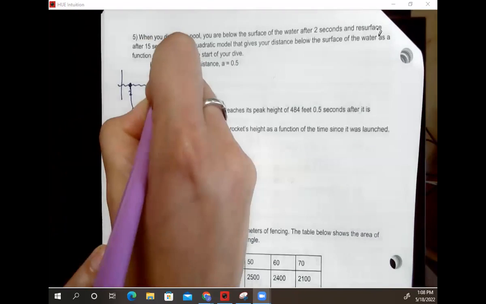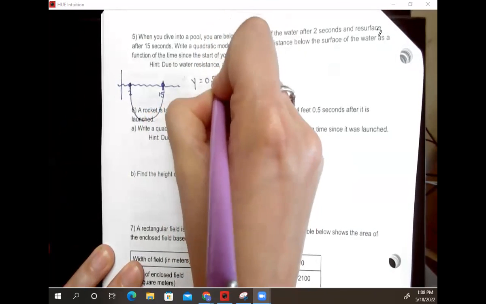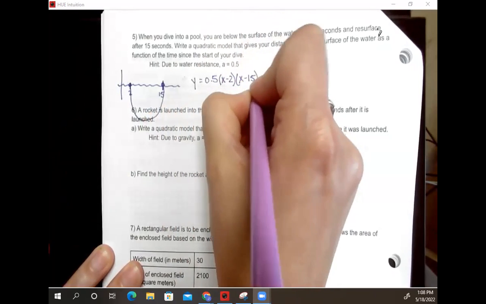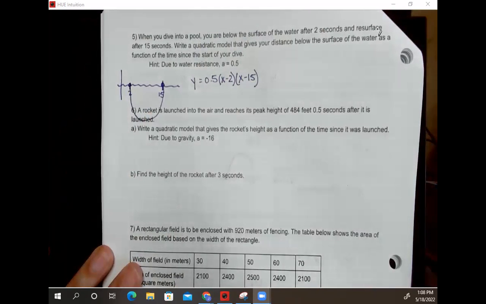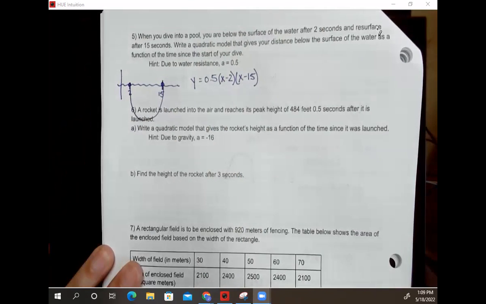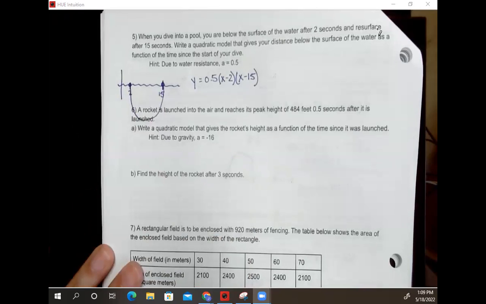So again, I know my x-intercepts. So this would be y equals 0.5 times x minus 2 times x minus 15. I could sort of think of this dive as like an underwater projectile, but again, I didn't have any information about velocity or initial height. So that standard form function that we use doesn't make sense for what I know about this dive. Instead, I'm using what I know about breaking the surface of the water, treating those as x-intercepts, and I can write a function here.